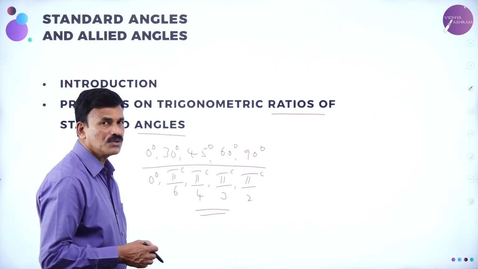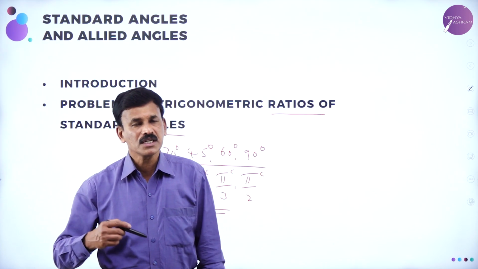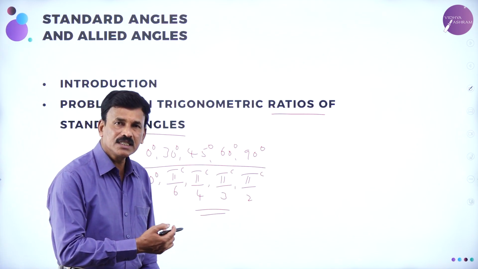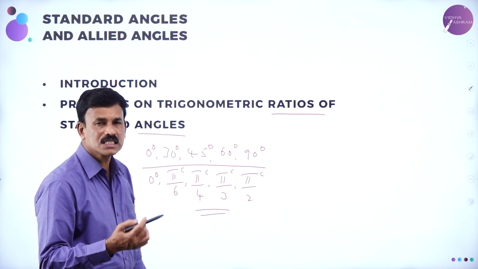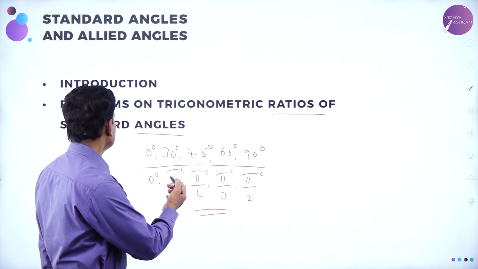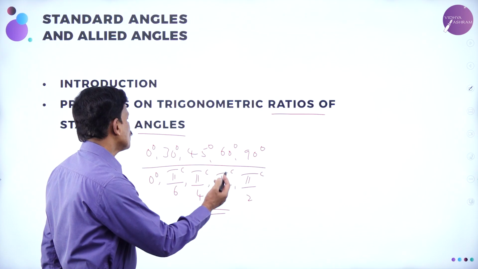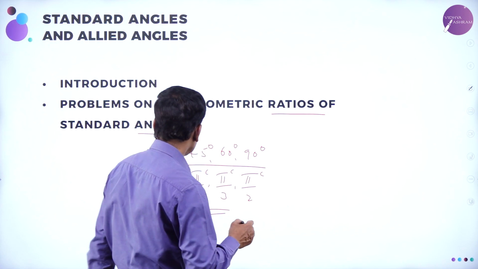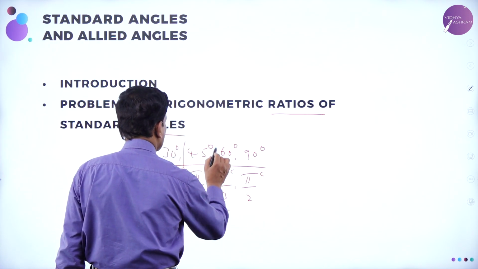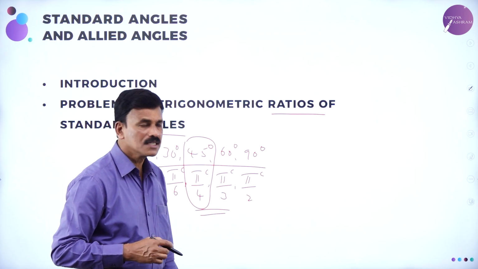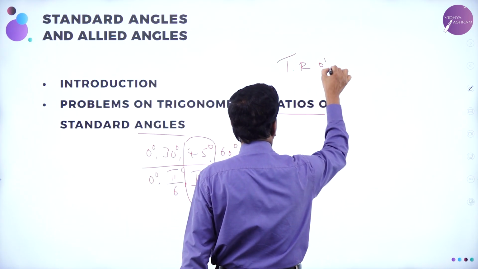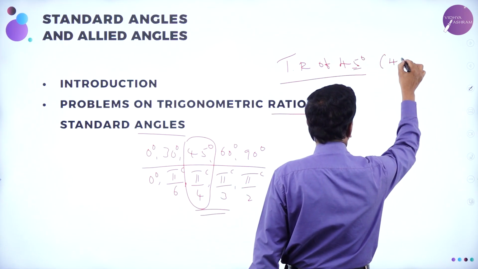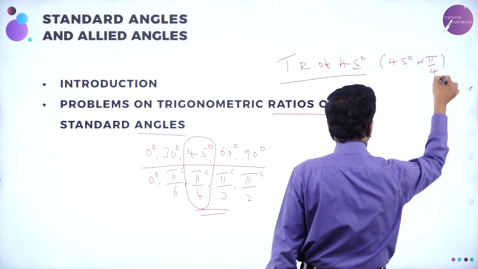Now in this section we are going to connect the trigonometrical ratios for all these standard angles: sin 0, sin 30, sin 45, sin 60, sin 90. Similarly, tan 0, tan 30, tan 45, tan 60, cosecant 90, like that. Now, let me take the first one. I will derive the relation for 45 degrees. So, trigonometrical ratios of 45 degrees, which is also equal to pi by 4 radians.